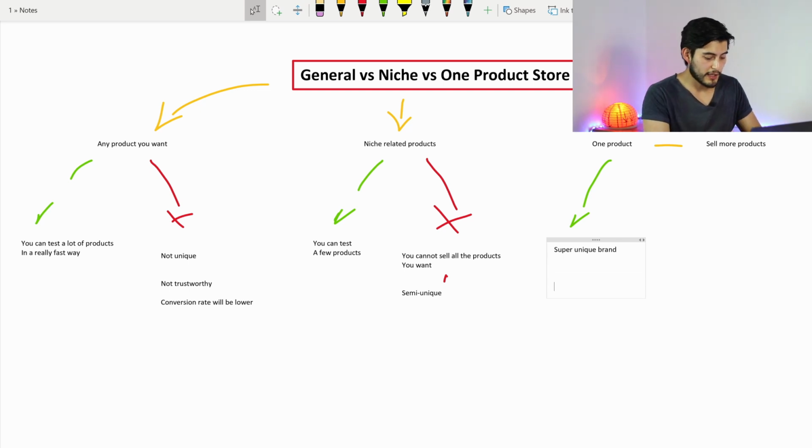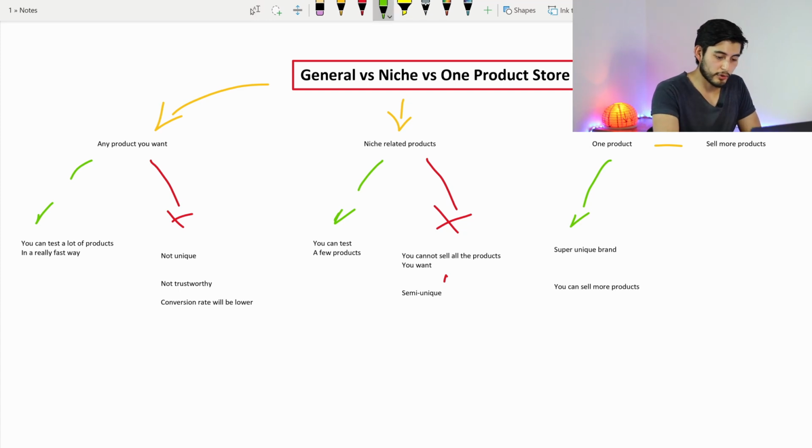And something else again is that you can sell more products. So you can sell more complementary products to your main product, because maybe if this is a one product store, of course you're gonna have one main product, but you can sell more complementary products to that product. Or for example, if you have a product that needs filters, or a product that needs a replacement constantly, batteries, for example, then you can continue selling basically the same product over and over and over again to the same customers.